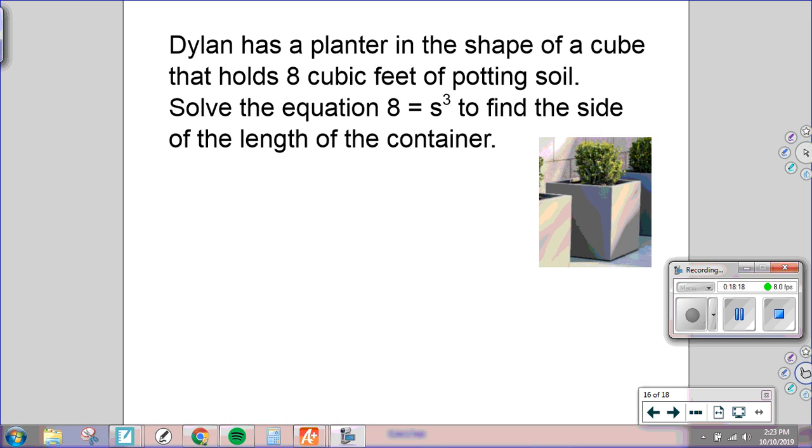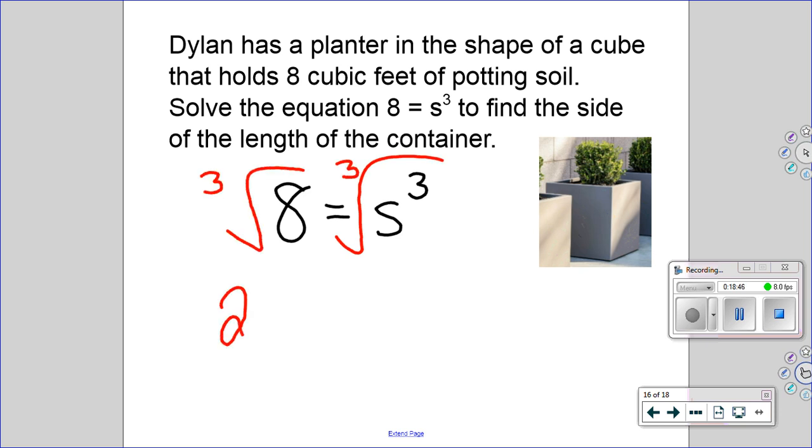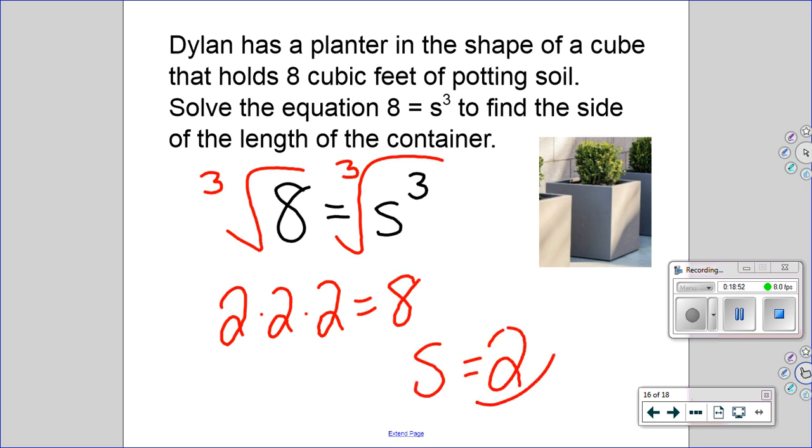Dylan has a planter in the shape of a cube that holds 8 cubic feet of potting soil. Solve the equation 8 equals s to the 3rd power to find the side length of the container. Sean? The answer is 2. Why is the answer 2? Very good, because you're going to take the cube root of both sides, and 2 times 2 times 2 equals 8, so the side is 2. The side is actually 2 feet to be exact.